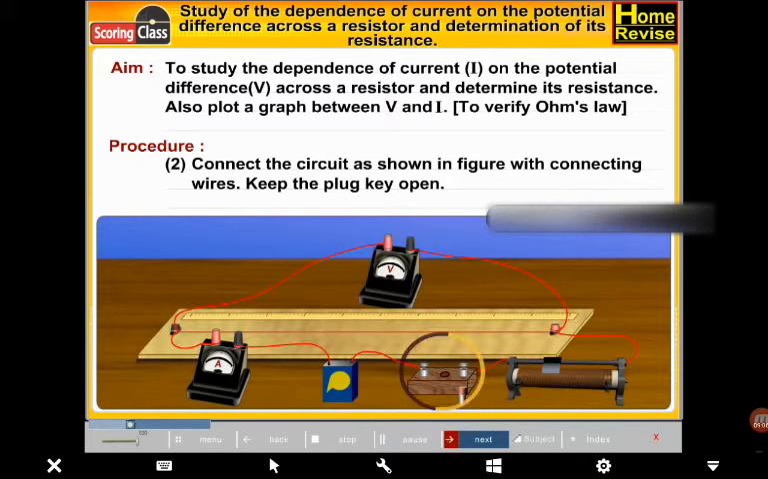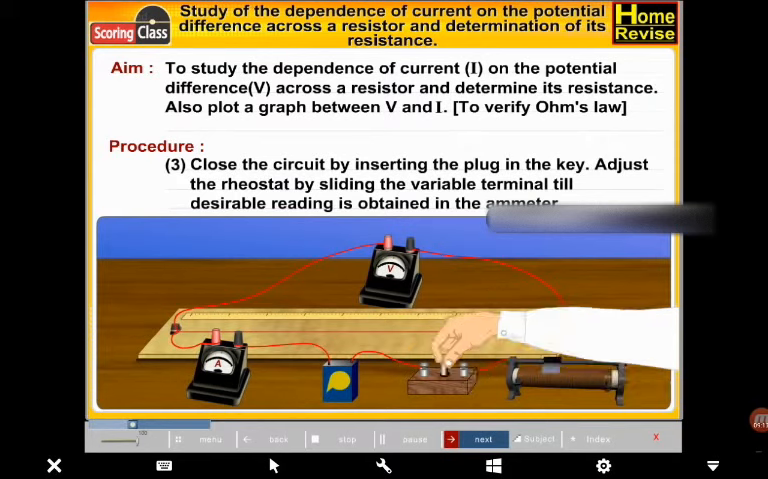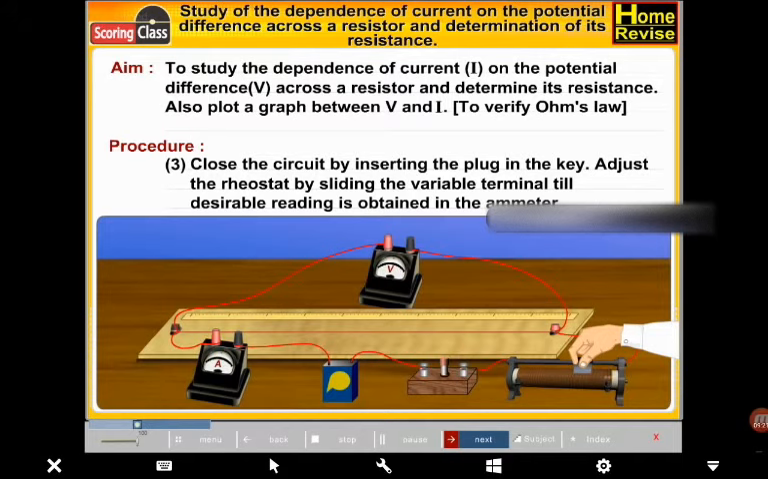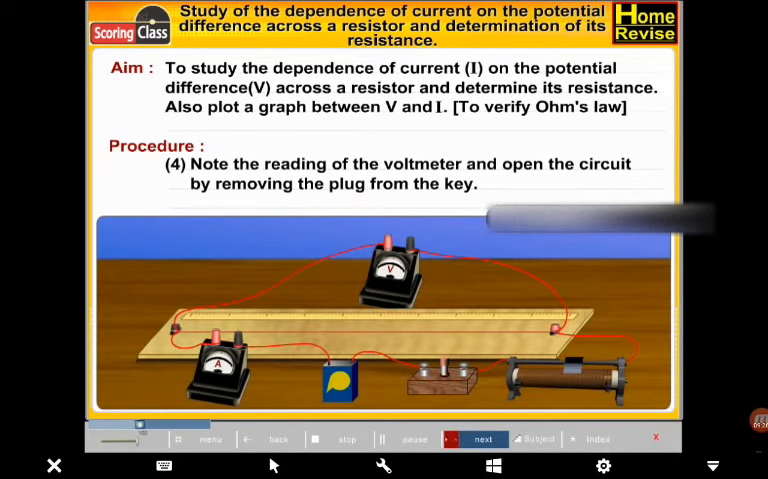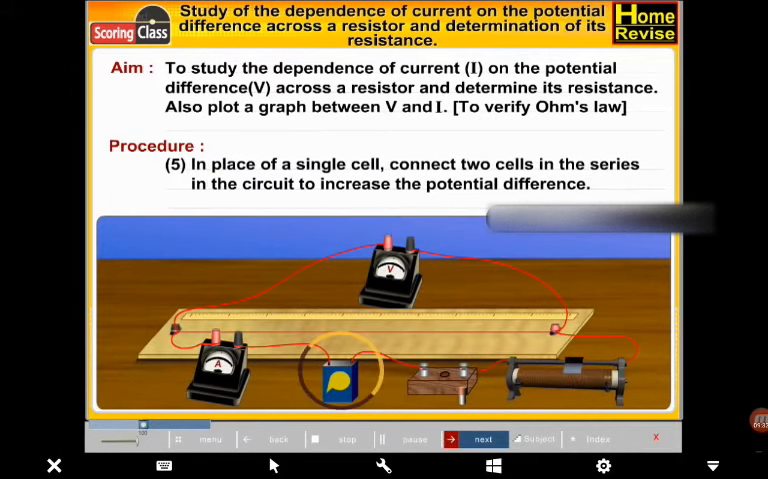Keep the plug key open. Close the circuit by inserting the plug in the key. Adjust the rheostat by sliding the variable terminal till a desirable reading is obtained in the ammeter. Note the reading of the voltmeter and open the circuit by removing the plug from the key. In place of a single cell, connect two cells in series in the circuit to increase the potential difference.